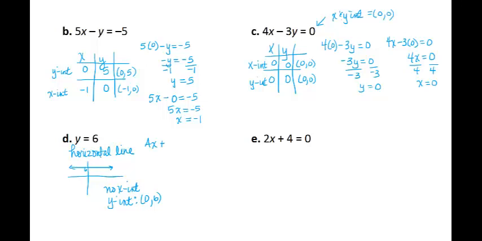Now if you didn't recognize that, you can think about y equals 6 as ax plus by equals 6. In other words, the a is 0. That's 0x plus y equals 6. So then if we replace x with 0, we will get 0 plus y equals 6, or y equals 6. If we replace y with 0, we would get 0x, which is just 0, equals 6, which is a contradiction. So that tells us there is no x-intercept.